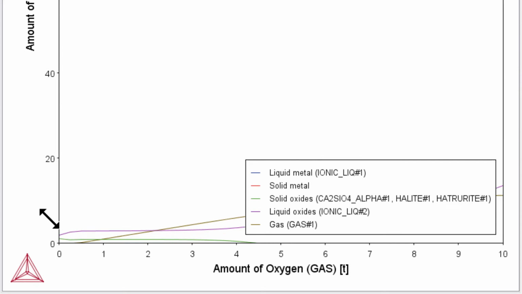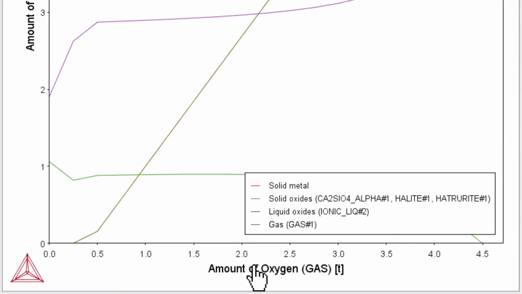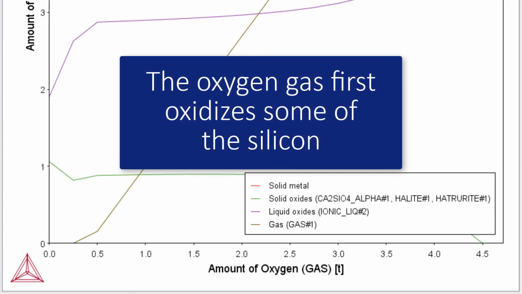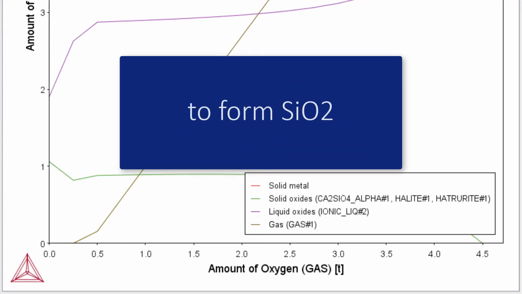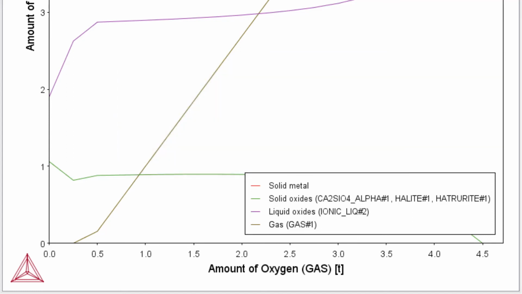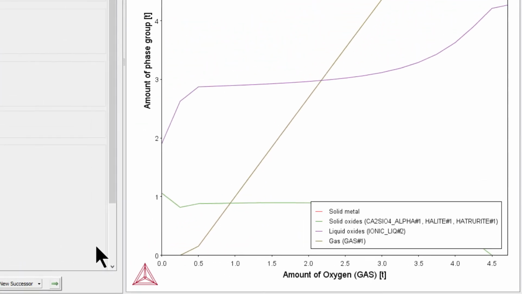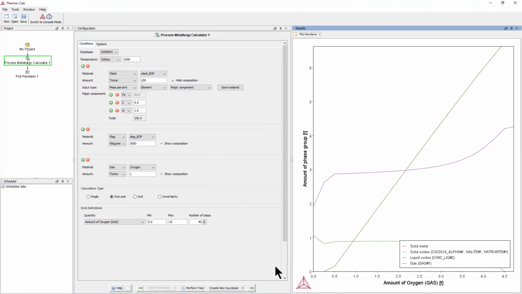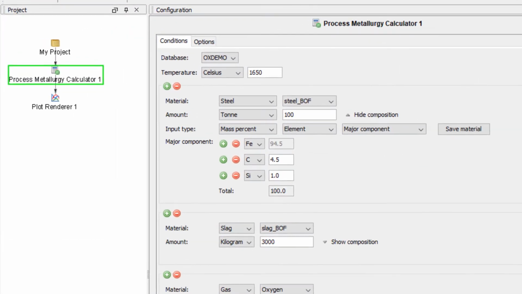Zooming into the low gas amount, it can be seen that the evolution of the gas phase is retarded. The reason is that the oxygen gas first oxidizes some of the silicon dissolved in the steel to form silicon dioxide. Only when the silicon content in the steel has dropped below a certain level can the oxygen gas burn away the carbon dissolved in the steel to form a carbon monoxide-rich gas phase. These reactions can be investigated in more detail with different plots, so we will do that.